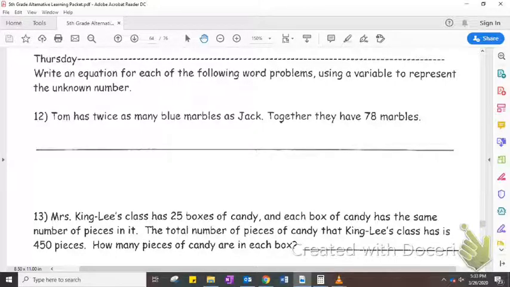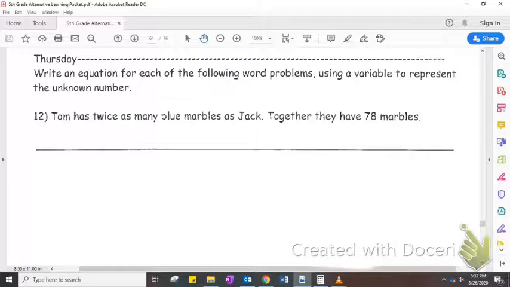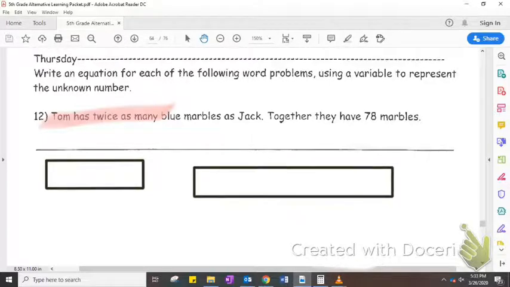Alright, so we're going to look at some equation writing. We're going to start with Tom and Jack. Draw a little picture to represent Tom and Jack's amount of marbles. Tom has twice as many as Jack. Okay, so if this is Jack's amount of marbles, then this would be Tom's. Twice that.